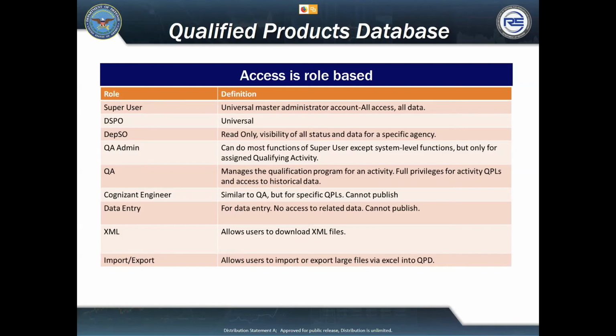The QA manages the qualification program for an activity. They have full privileges for QPL access and historical data. They are able to publish. The cognizant engineer is similar to the QA, but for specific QPLs that fall under their purview. They do not have the ability to publish.